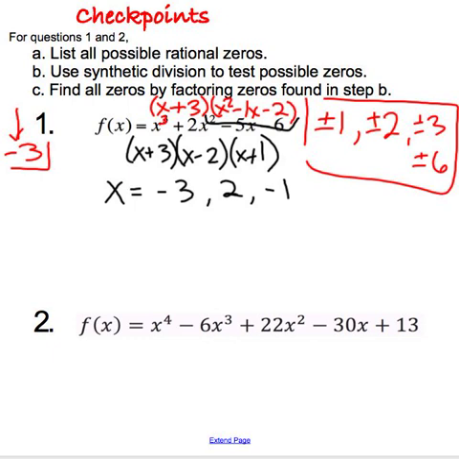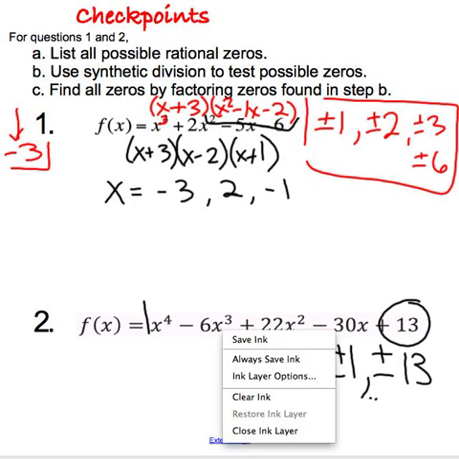So this one's interesting, number 2. 13 is my constant. So that means my factors are plus or minus 13, or 1, the only numbers that go into 13, because 13 is prime. And then once again, the coefficient is 1 on the leading term. So I only really need to worry about these 4. That should make my life a little bit easier.